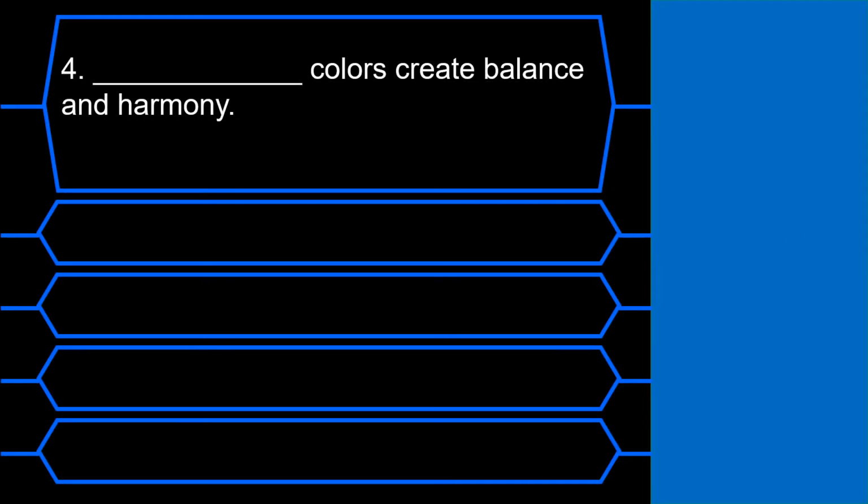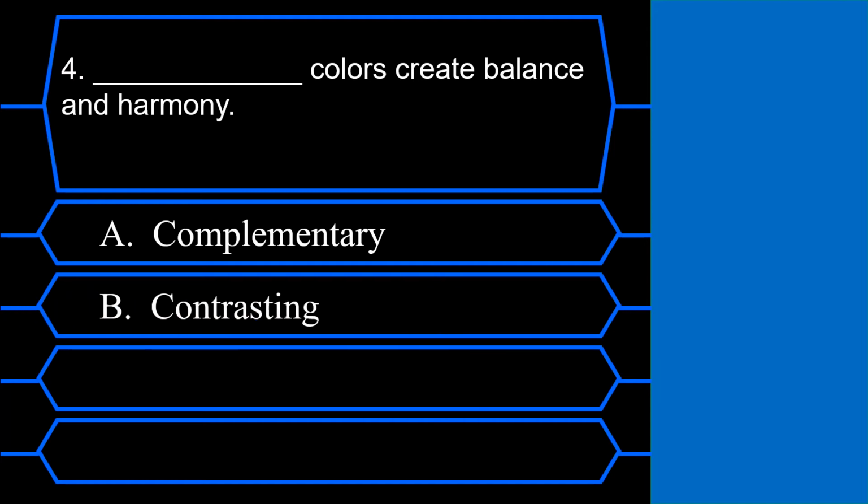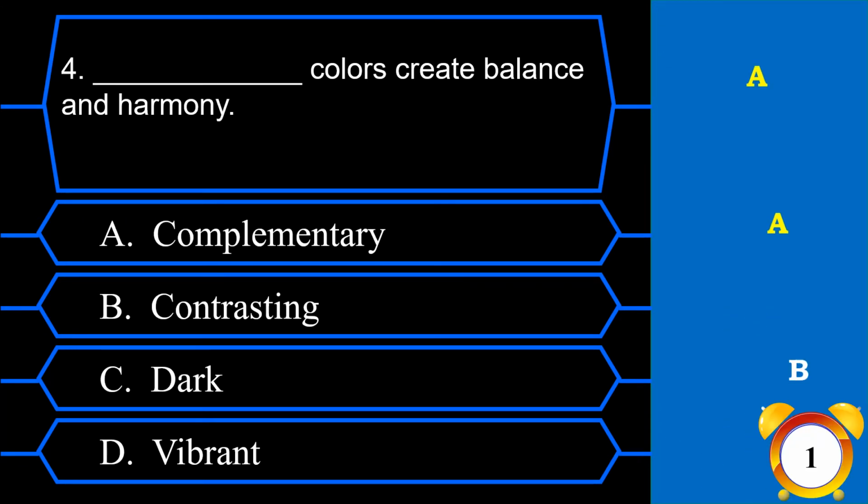Number 4. Blank colors create balance and harmony. A. Complementary. B. Contrasting. C. Dark. D. Vibrant. Type your answer now. Go! The answer is letter A.